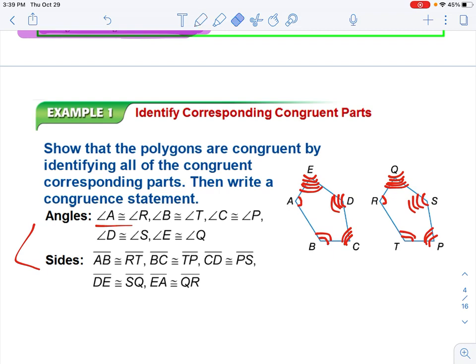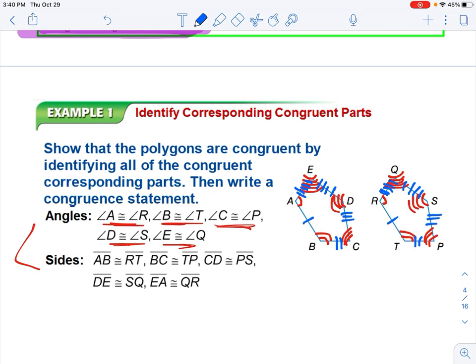So I didn't just look at the orientation of my shape. These can be rotated, which could throw us off a little bit. I looked at these guys over here to mark those out. I also need to mark out my segments. So AB and RT segments are congruent. Segment BC and TP are congruent. CD and PS are congruent. DE and SQ are congruent. And EA and QR are congruent.